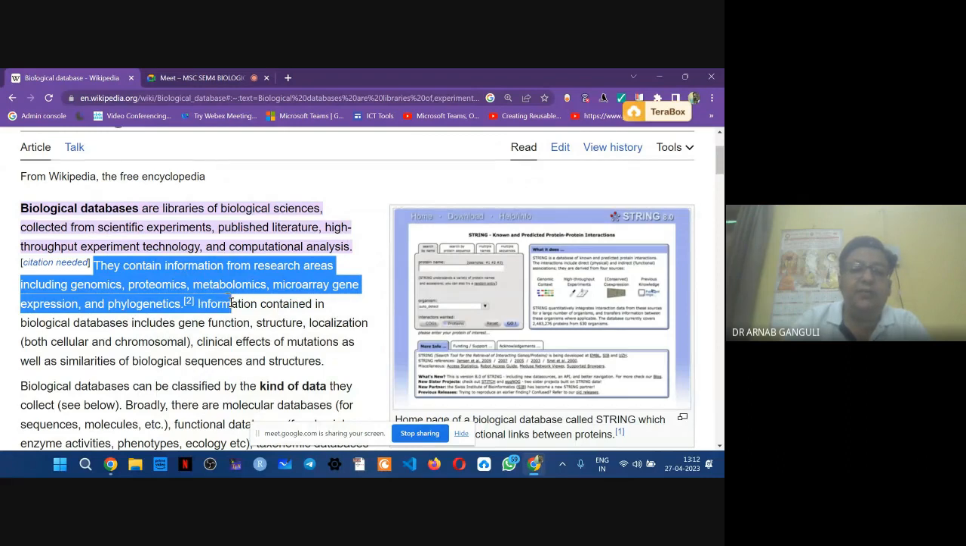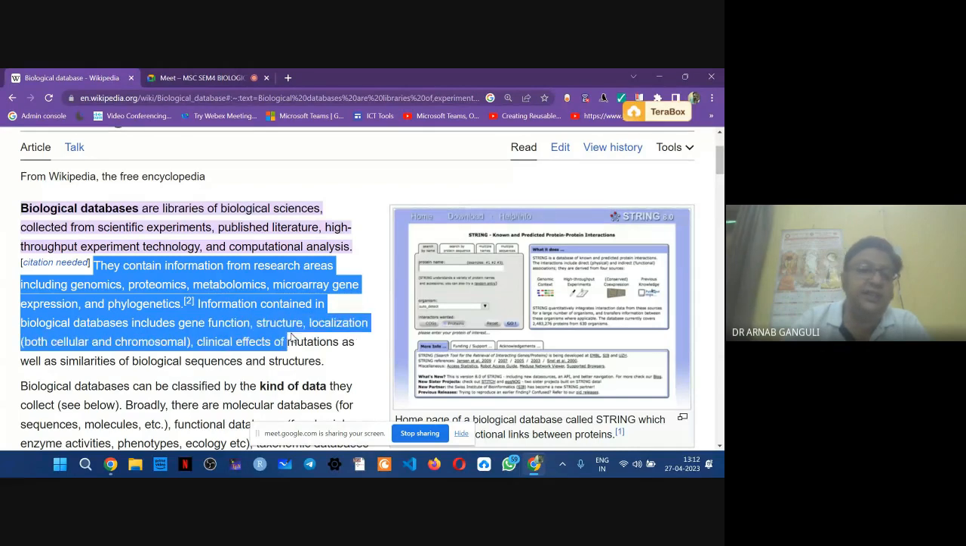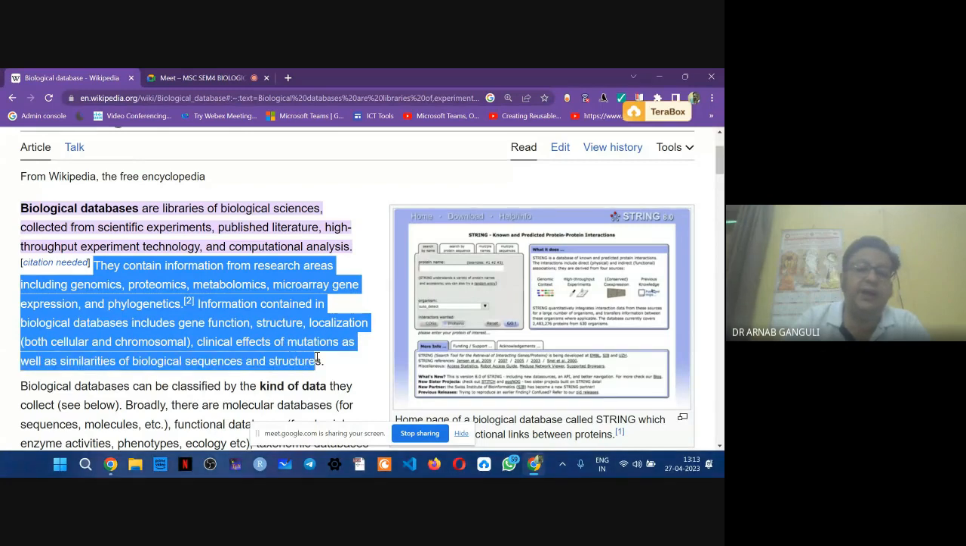And the information contained in the biological database includes gene function, structure, localization, both cellular and chromosomal, clinical effects of mutation, as well as similarities of biological sequences and structures. So any type of biological data which you find, they are essentially kept in particular servers and they are known as database. All these particular aspects belong to the biological database region.